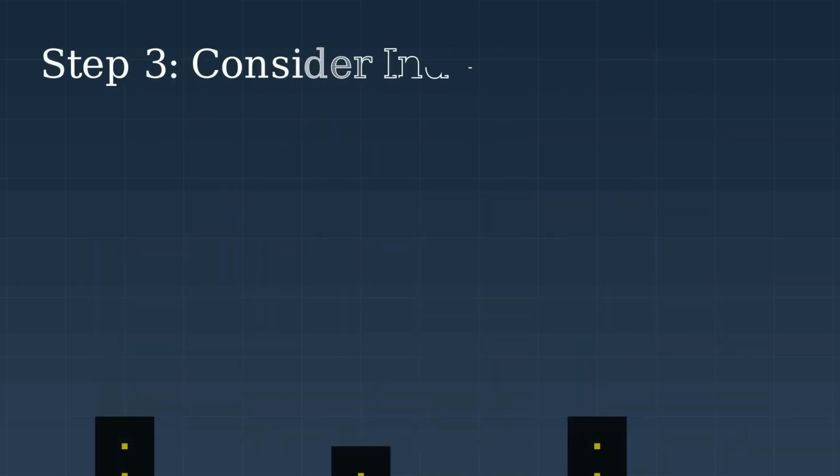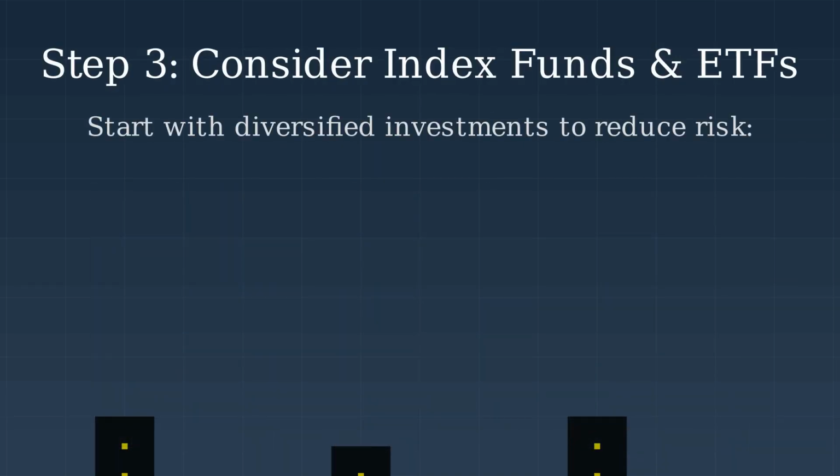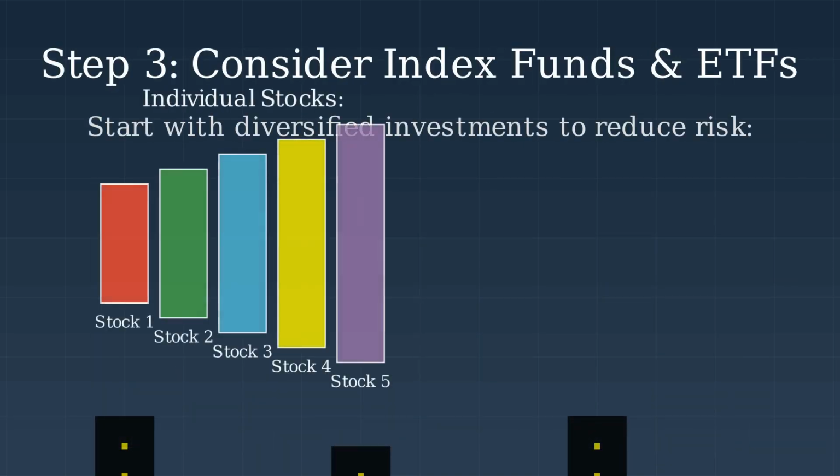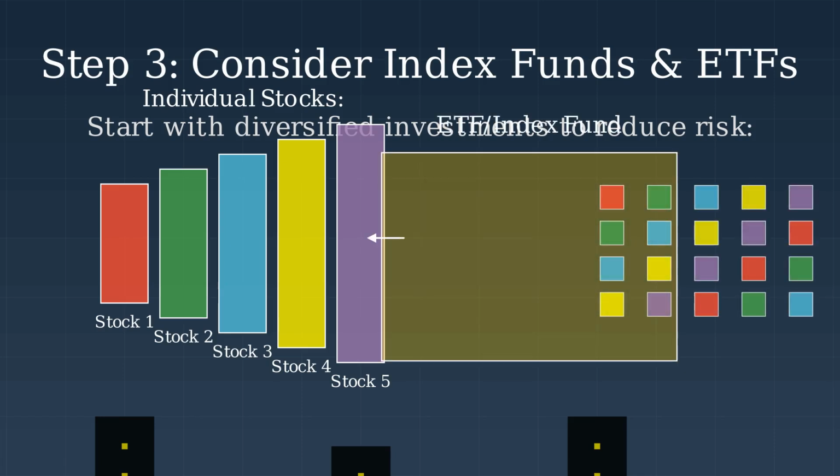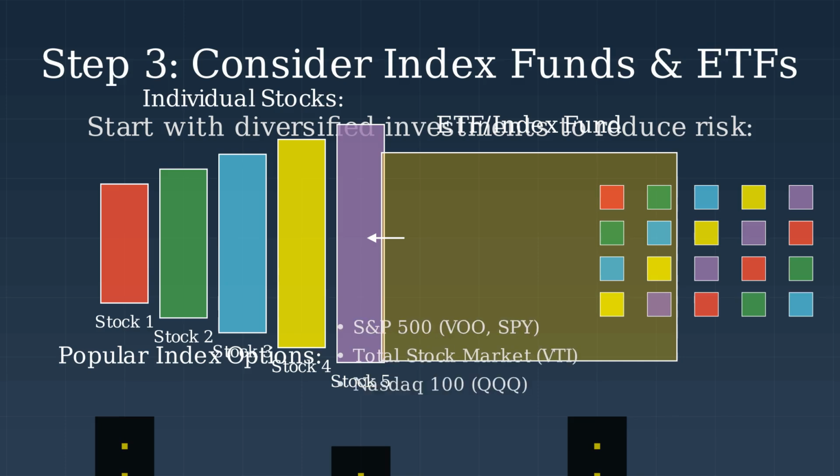For beginners, it's often wise to start with index funds or ETFs. Unlike individual stocks, which carry company-specific risks, index funds provide instant diversification by investing in hundreds or thousands of companies at once. Popular options include S&P 500 index funds, total stock market funds, and NASDAQ 100 funds. These funds offer benefits like instant diversification, lower management fees, and simplicity, making them ideal for new investors.